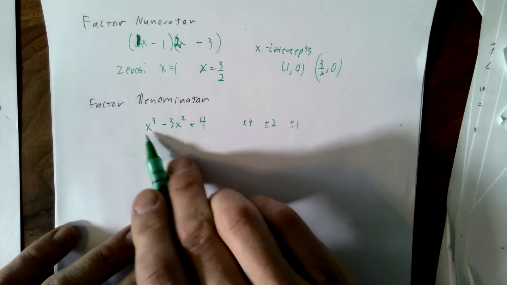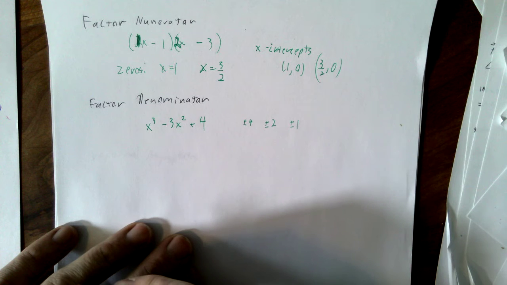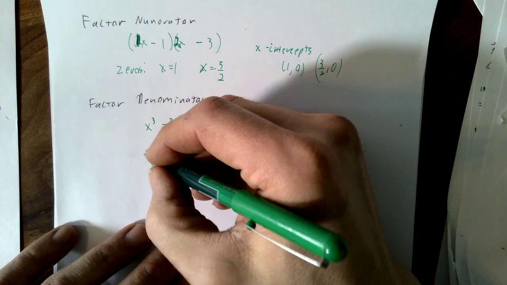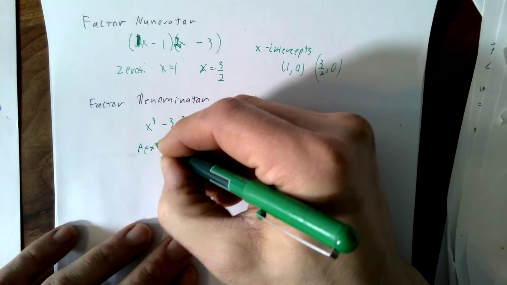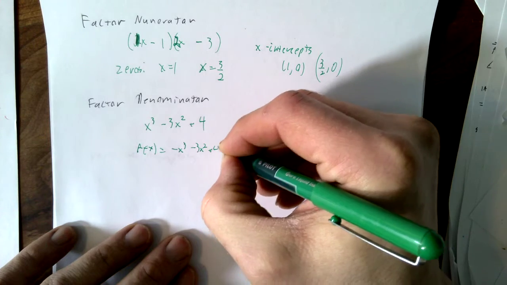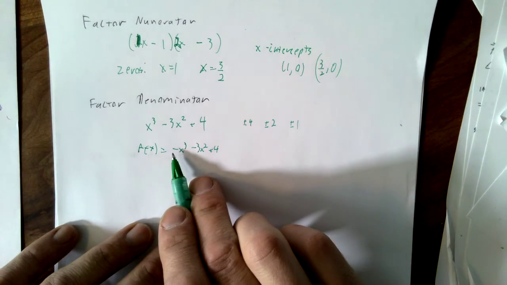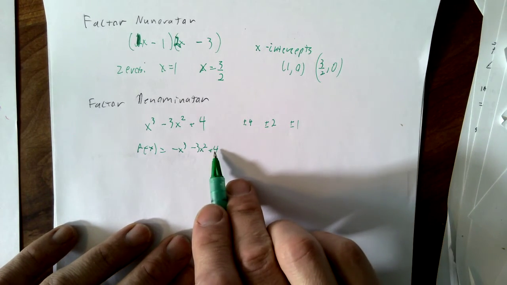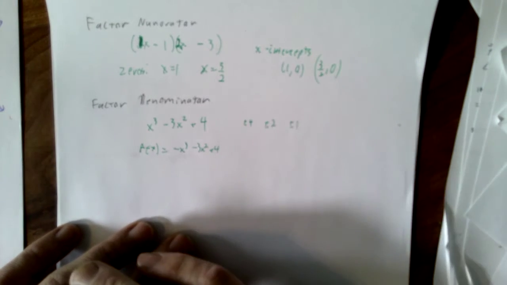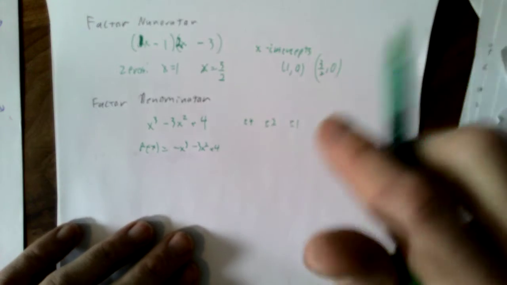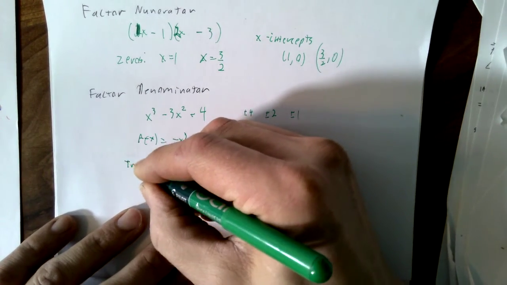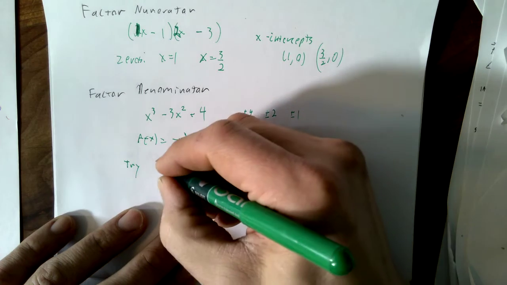Descartes' rule, again, I got 2 sign changes, so there could be 2 positive real roots. And f of minus x is negative x cubed, negative 3x squared plus 4. So it's going to be 1 sign change here. That means there's 1 negative real root. So there's at least one of these negative ones that work. Doesn't have to be rational, but that's what I'm going to try first. I'm going to try out these things, and I'm going to start with negative 1.